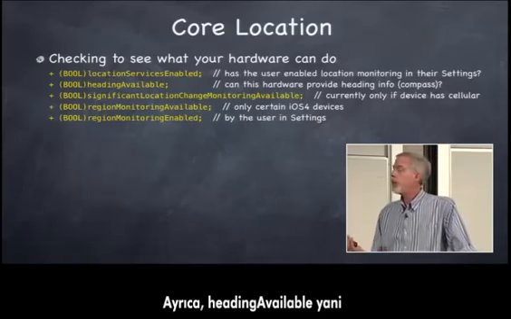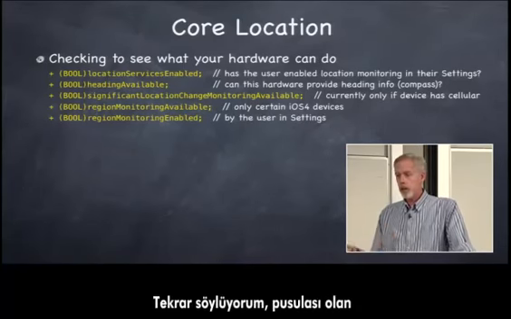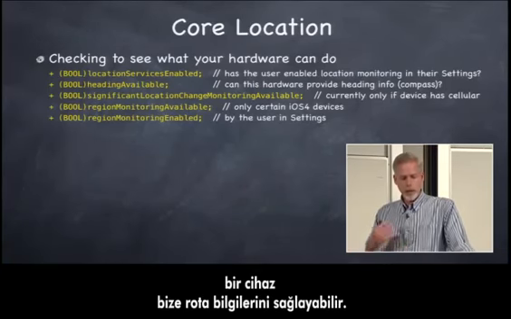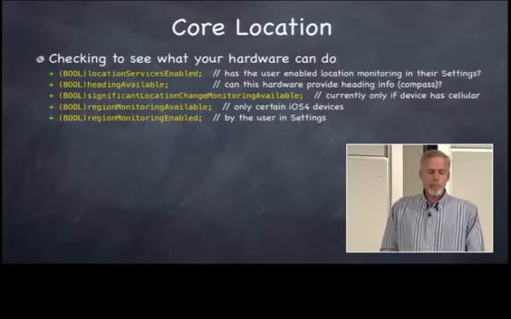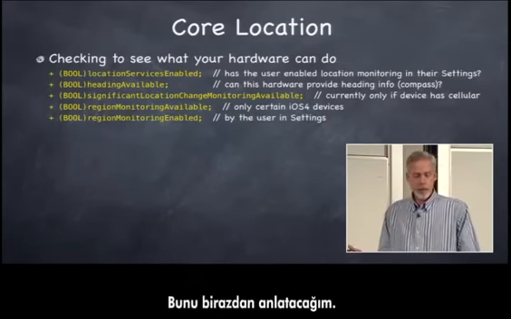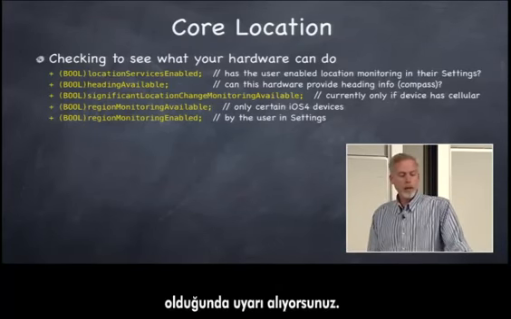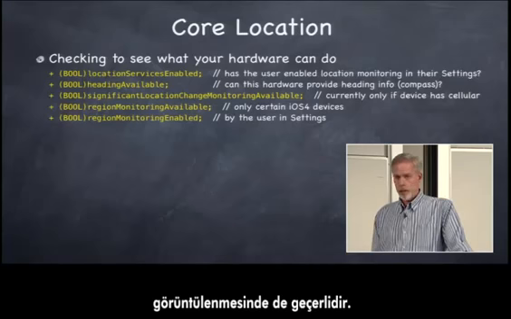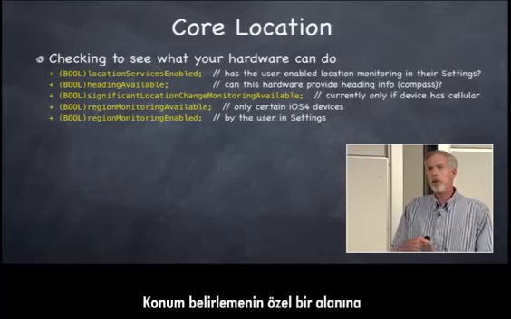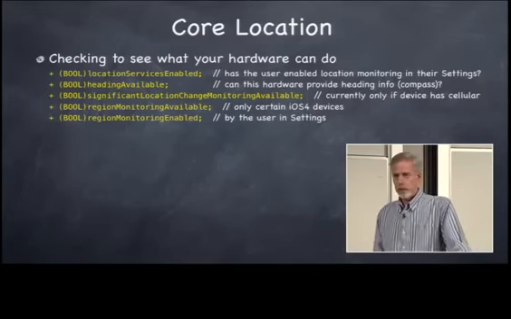And then there are specific questions like, is heading available? Can I get the heading from this device? Again, a device with a compass can provide heading information. There's significant location change monitoring available. I'll tell you what that is in a second. That's if major changes in your location get notified. And same thing with region monitoring available and enabled, okay? So you want to call these before you use one of these particular kinds of location sensing.